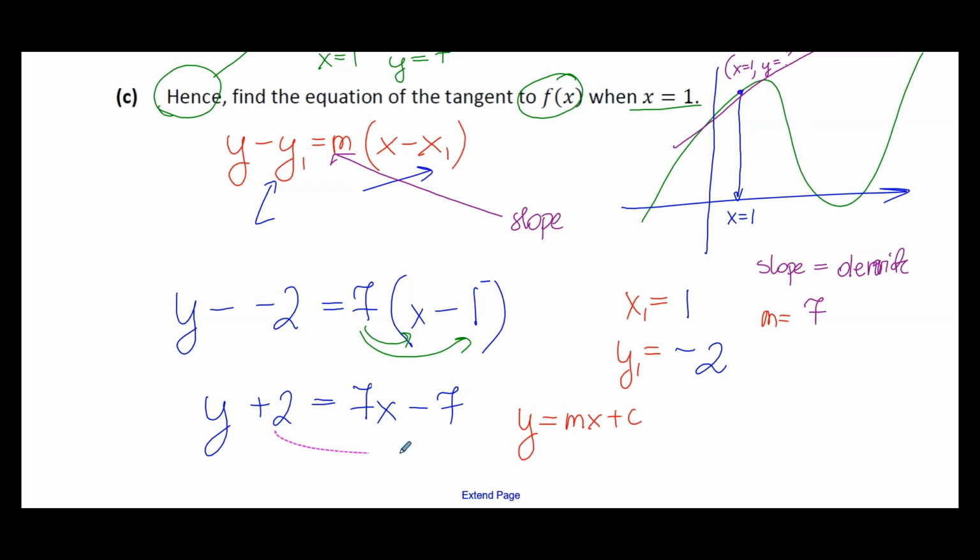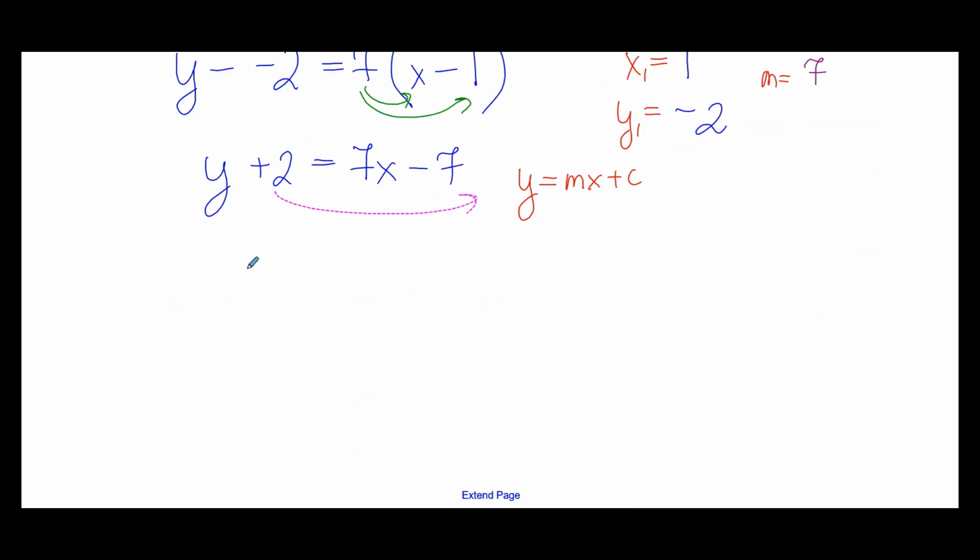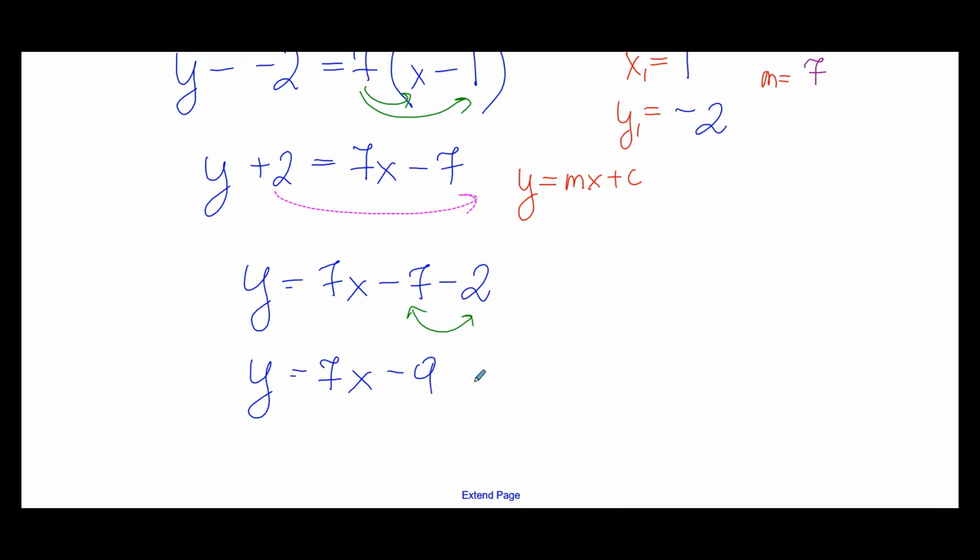So the last thing we need to do, move that 2 to the other side, therefore change the sign. So from positive plus 2 will become negative minus 2. And then we can add those two values, minus 7, minus 2, together. That will be minus 9. And there it is, our equation of the tangent of that straight line.